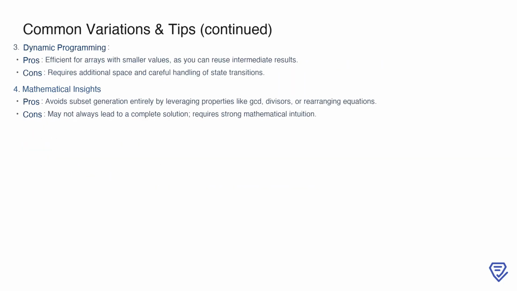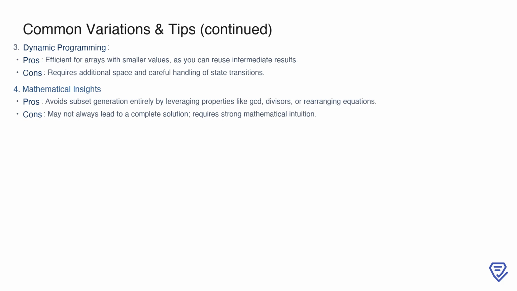Dynamic programming is another approach that can be effective, especially for arrays with smaller values. It allows you to reuse intermediate results, making the solution more efficient than brute force or basic backtracking. However, it does require additional space and careful handling of state transitions to avoid errors.